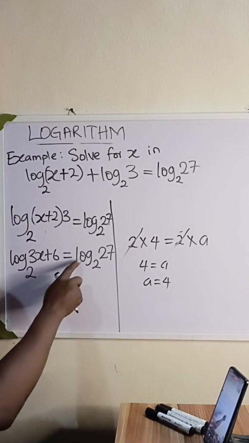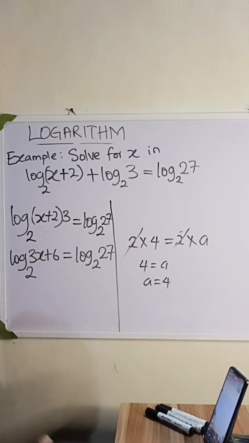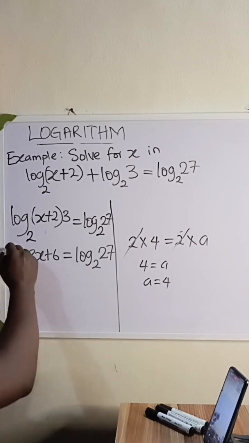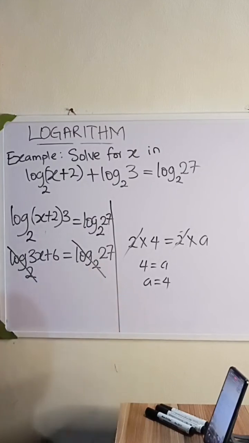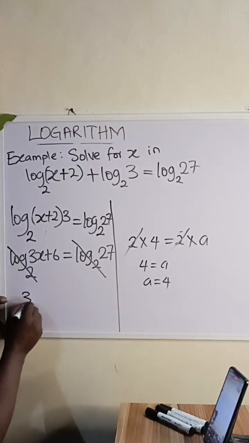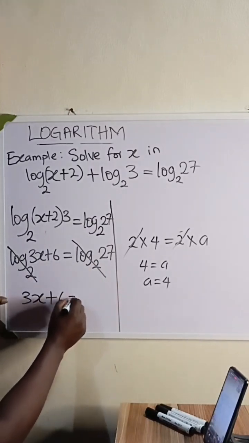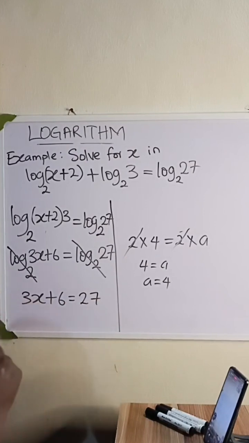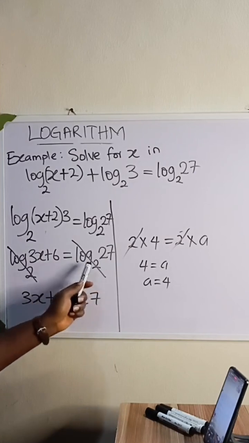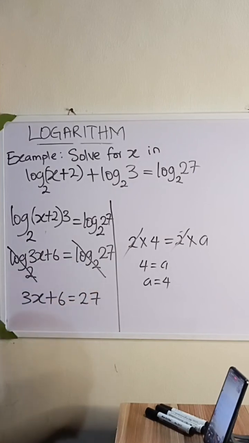The same thing happens here. Log base 2, log base 2 appears on both sides of the equation. So you can cancel out. So you now have 3x plus 6 is equal to 27. So I included this example so that you see that when the log of a base appears on both sides, it can be cancelled out.